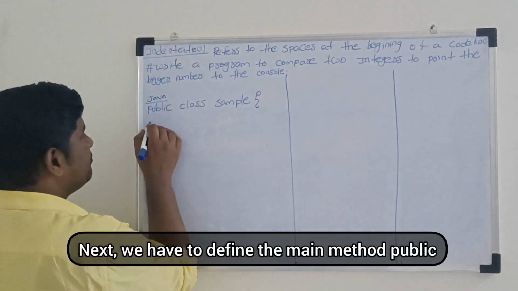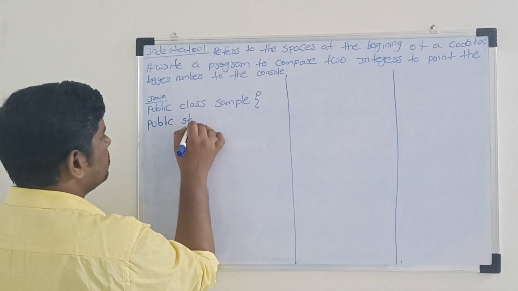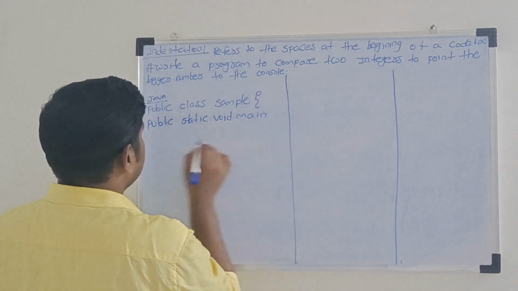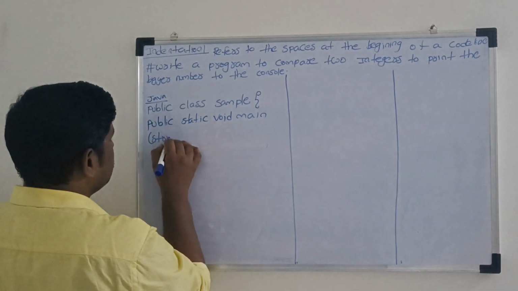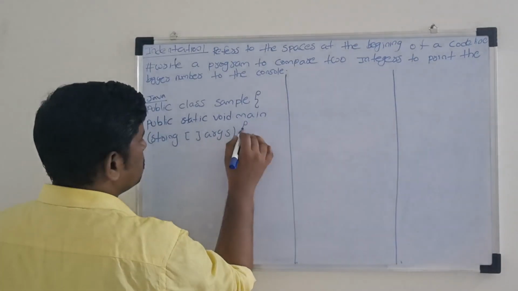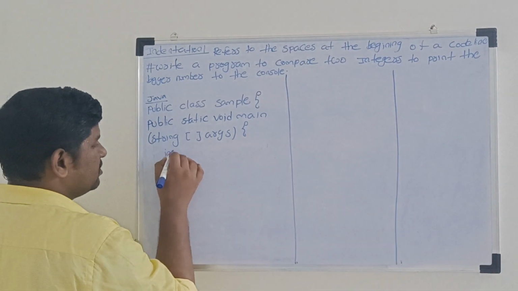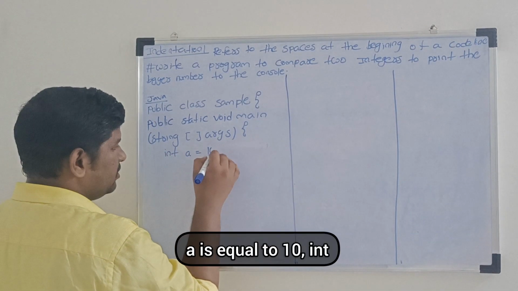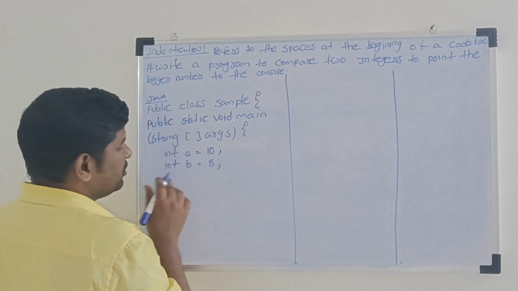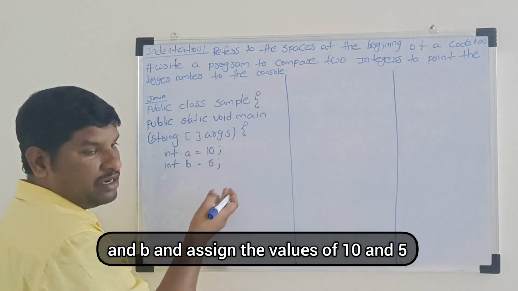Next we have to define the main method: public static void main, String args. Okay, next I'm going to declare two integer variables, int a is equal to 10, int b equal to 5. So here I'm declaring two integer variables a and b and assigning the values 10 and 5.